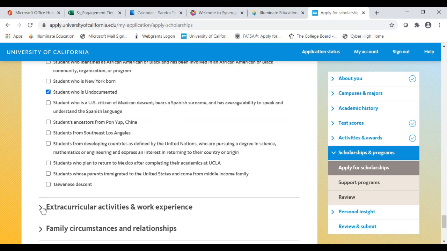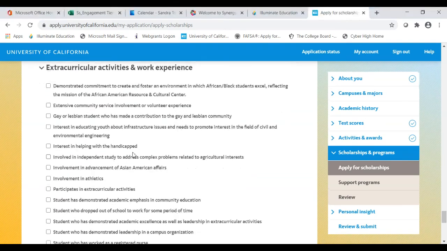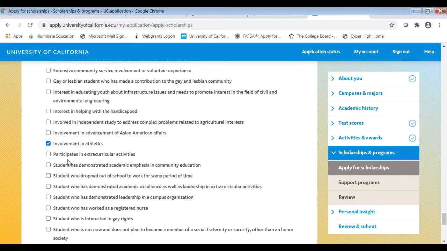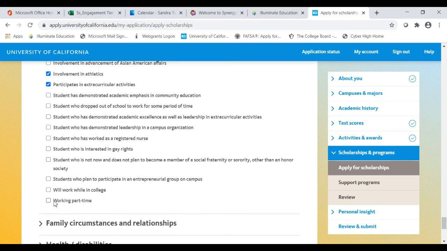And if you have a question, ask us. If you're not sure if something pertains to you, ask us. So again, going through all of these, involved in athletics, yep, I was in sports. Participates in extracurricular activity, yep, I was in clubs. Working part-time, yep, I'm actually working a couple of hours a week.